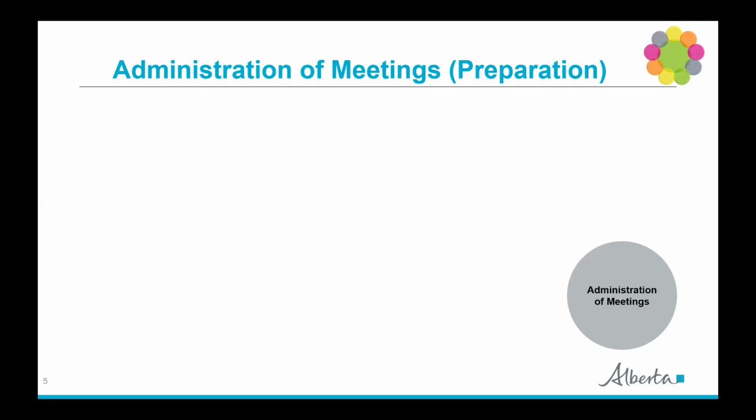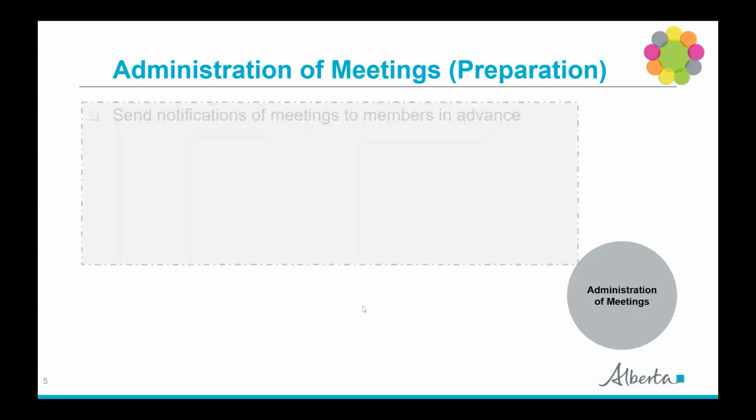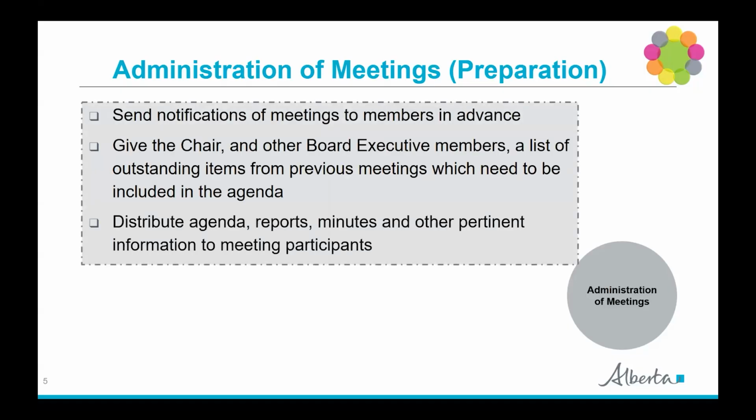Let's look at what the board secretary needs to do before a meeting to ensure that the board members have up-to-date information and time to review the materials that will be discussed during the meeting. It is generally accepted practice to send out the meeting notifications and materials, including a list of outstanding agenda items from past meetings, 1 week before the date of the meeting.